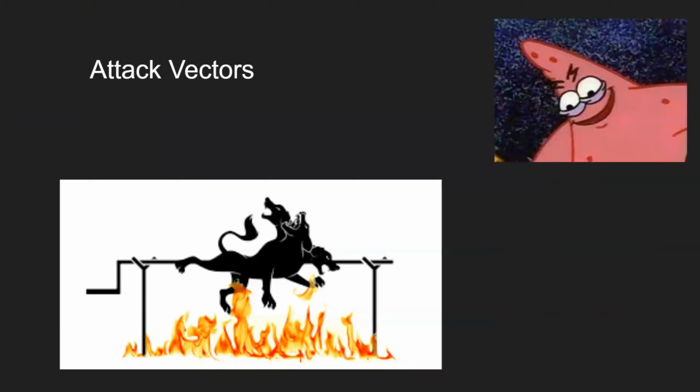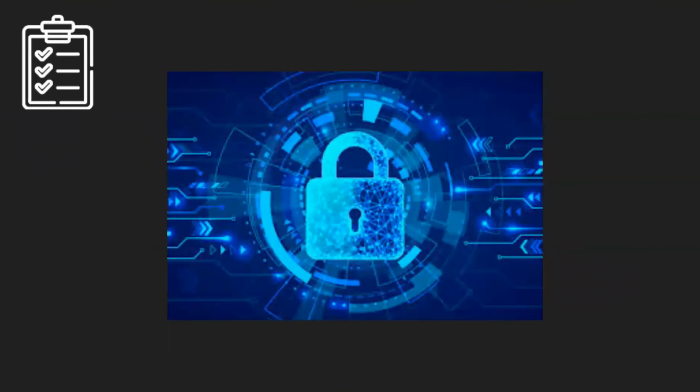Protecting Active Directory, or AD, is paramount for maintaining the security and integrity of network resources. By implementing a combination of preventive and detective measures, organizations can fortify their AD infrastructure against potential attacks and mitigate security risks. Here are some essential steps to protect Active Directory.